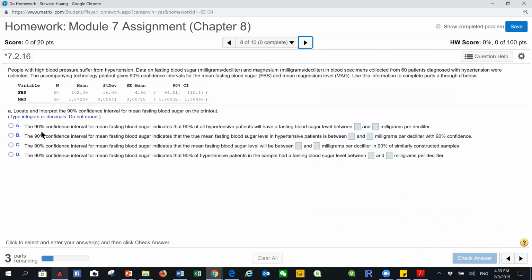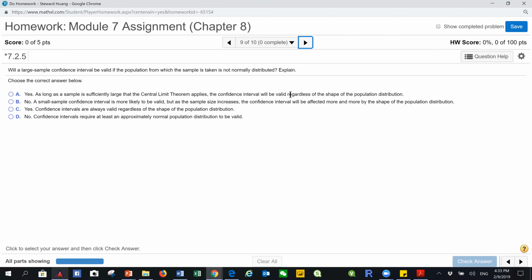Okay, and this is to construct and interpret a 90% confidence interval. This is the same. You have n, you have the mean. You will look at the two variables one at a time and construct one interval for each of them. Actually, it's right here. So you just plug in the data. Not a big deal.